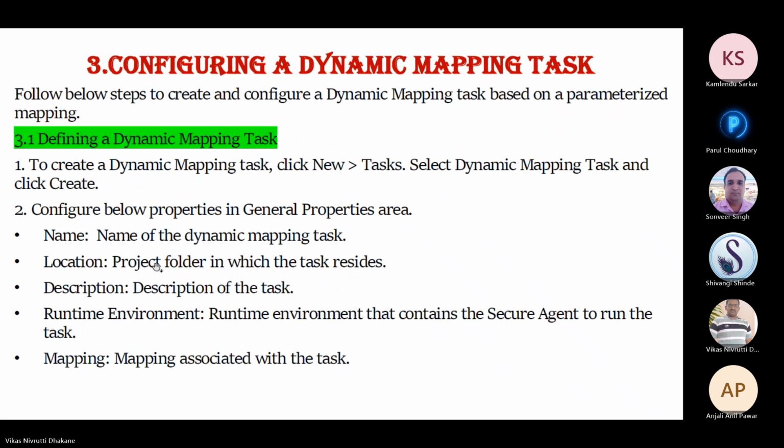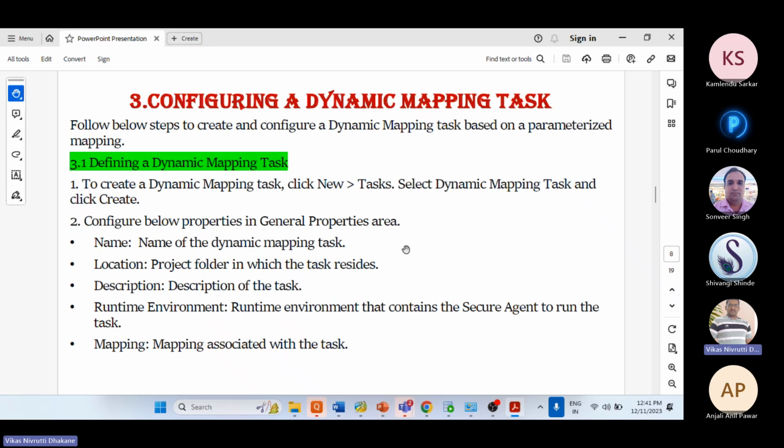So we'll see the steps. Theoretically first, then I will show on the trial account also how we can create this kind of thing. So the first step is defining the dynamic mapping task. Defining the dynamic mapping task is simply like before; you must have created the mapping task. In a similar way, we can create the dynamic mapping task also.